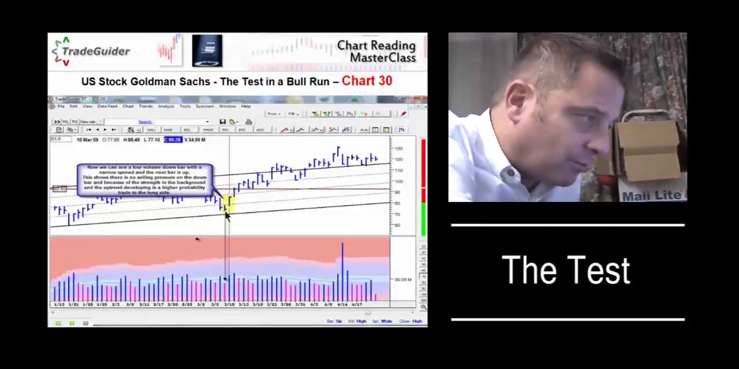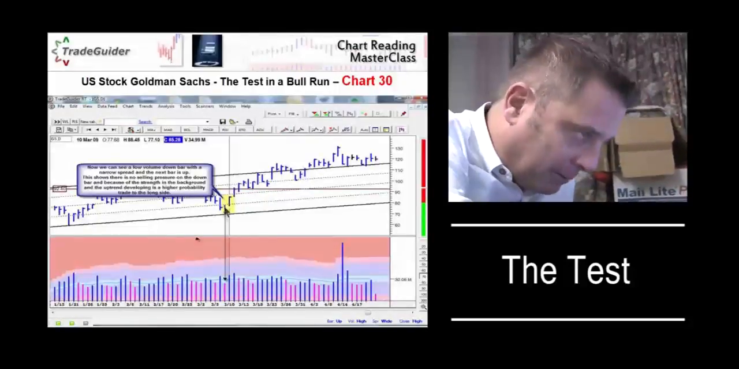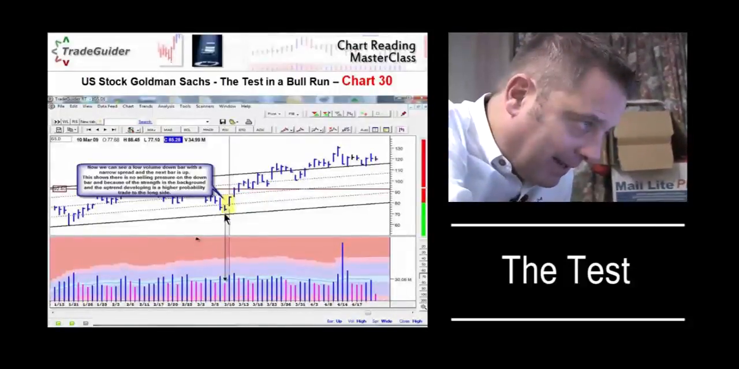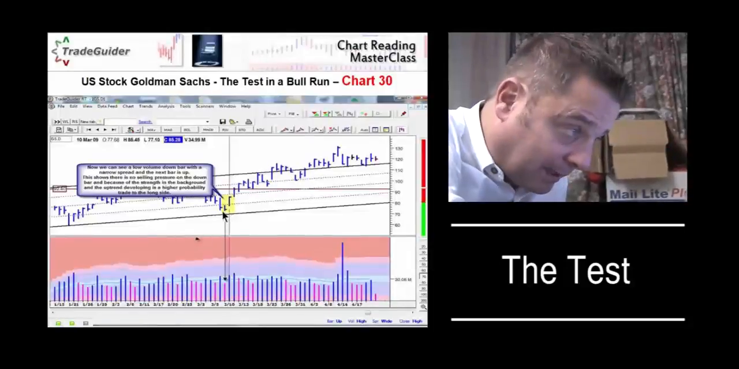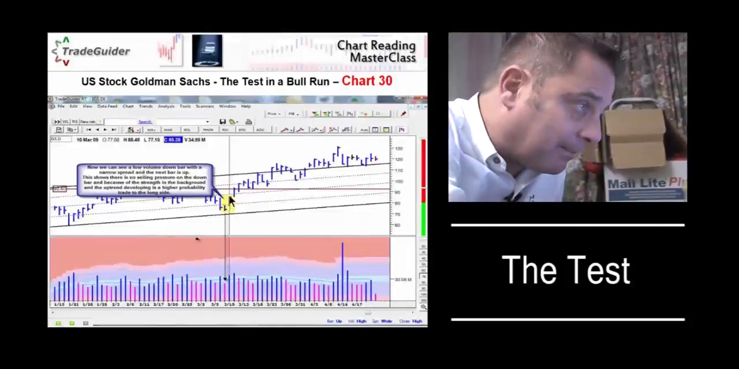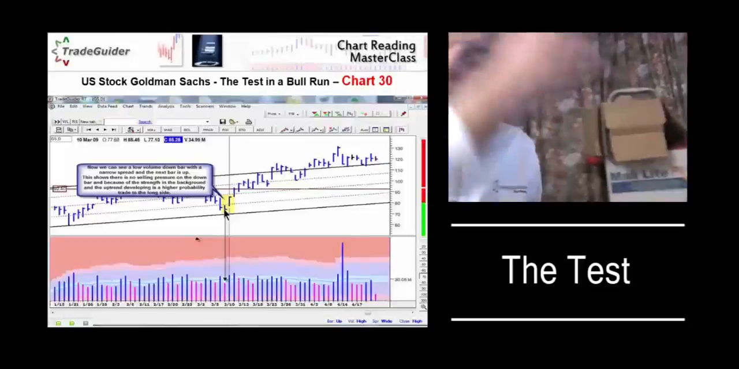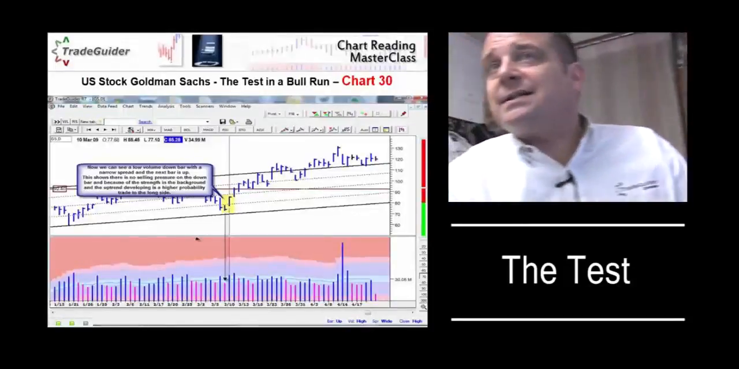But what made it interesting was the range or spread. Very, very narrow spread bar, like this. And then it was right on the bottom of my trend channel, which had been in place for a while. And the next bar jumped up. Now that, Philip, when you see that sort of reaction to the test, it's very bullish, isn't it?